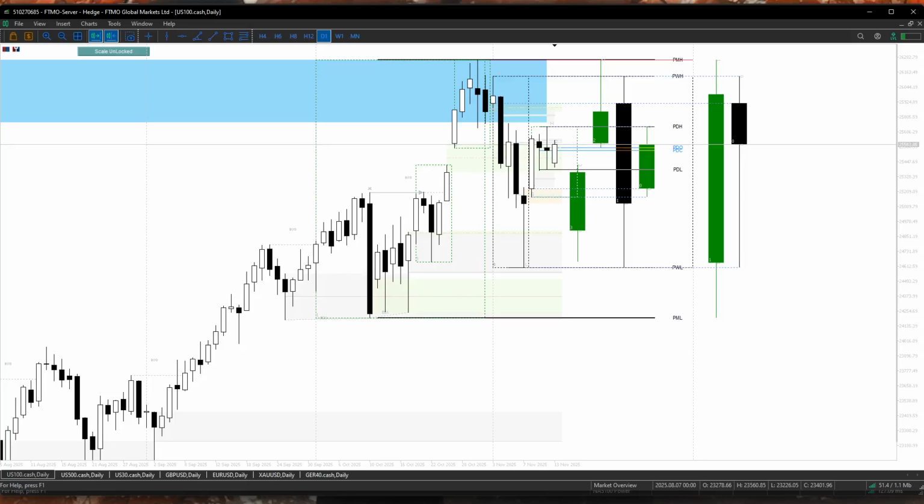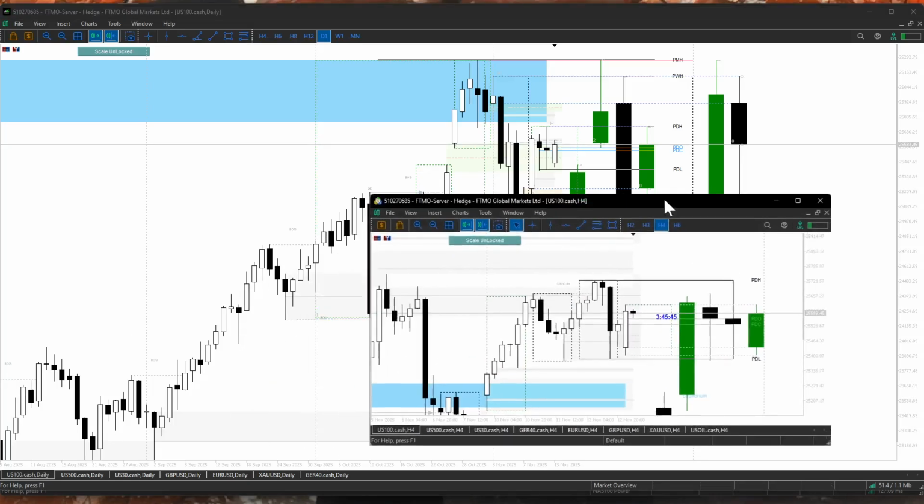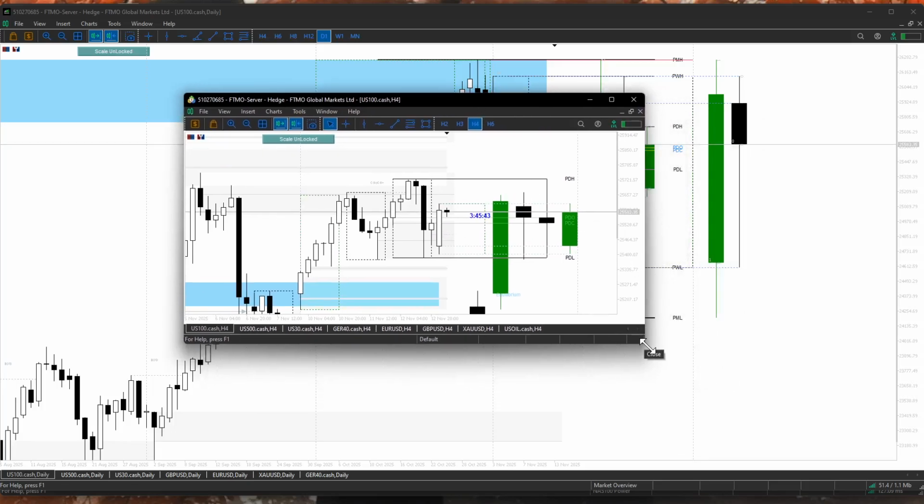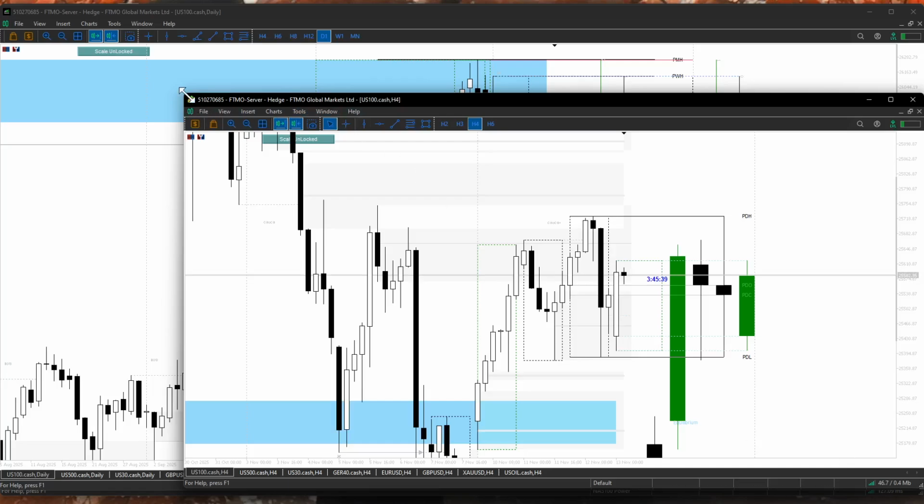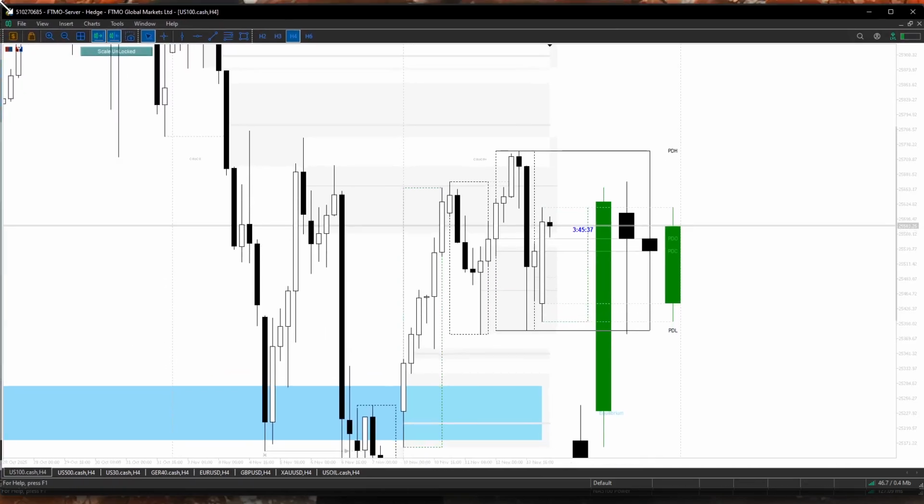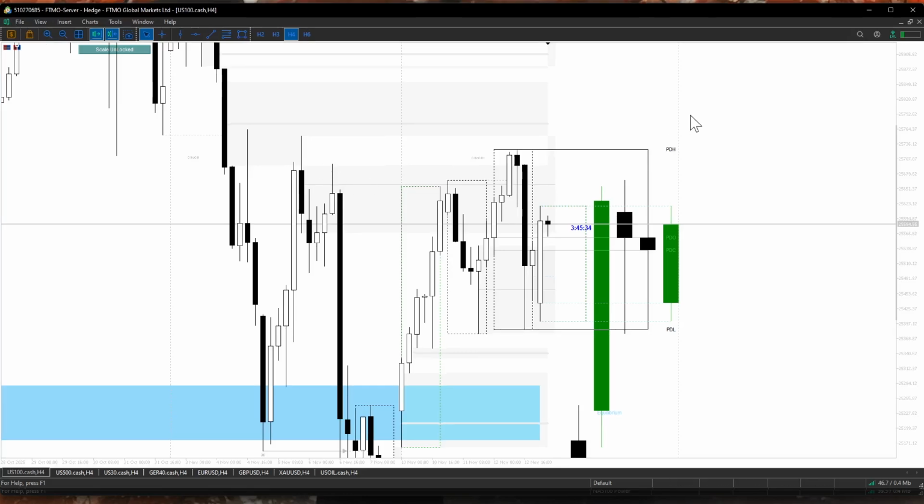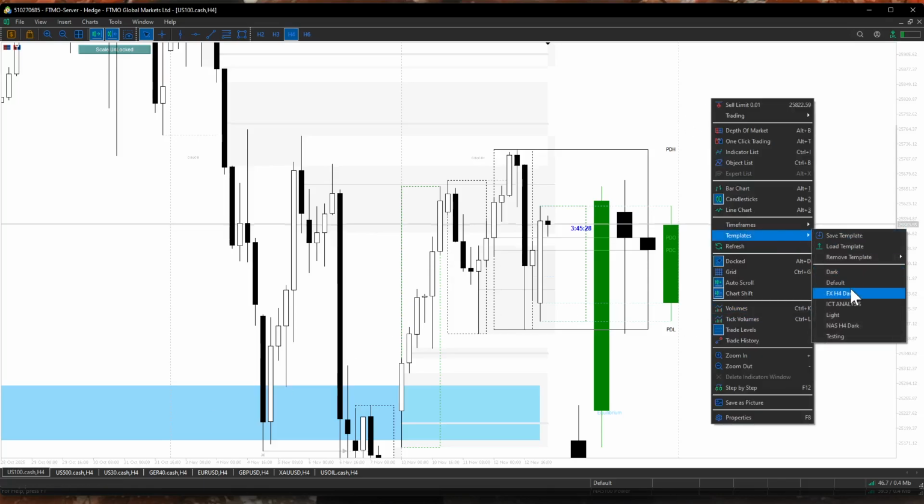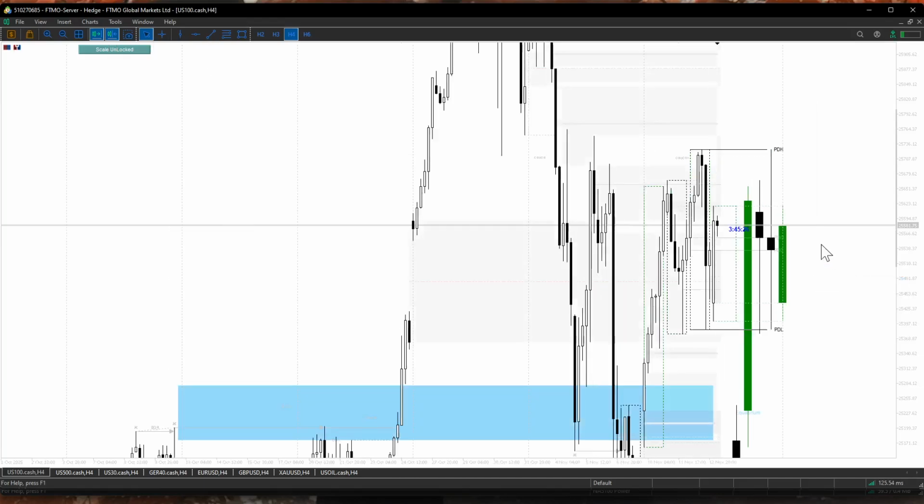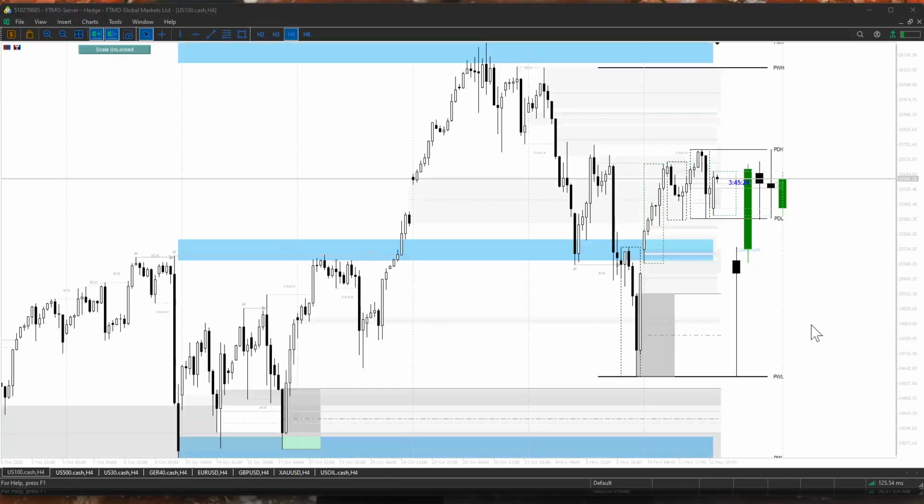However, I wasn't able to capitalize on much of it because I was at work. I took two trades in London, and then I took a trade in New York. So let me get right into this part.